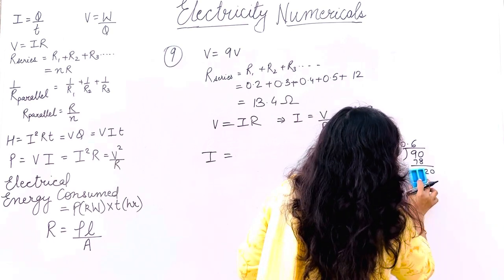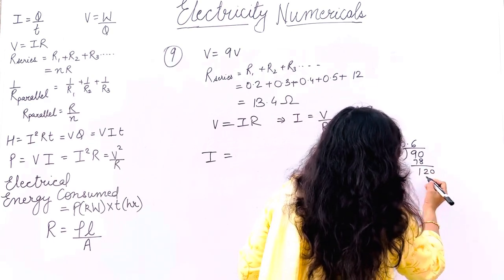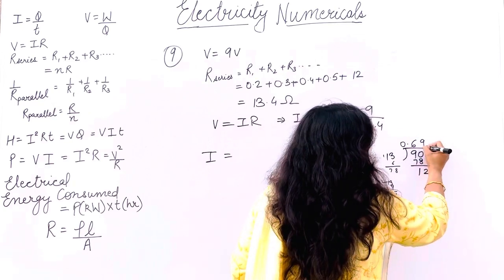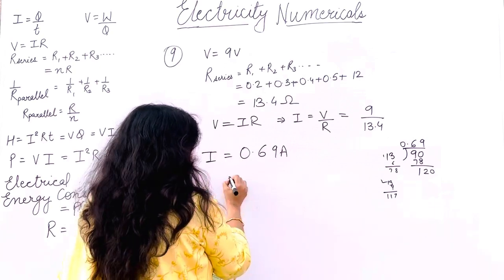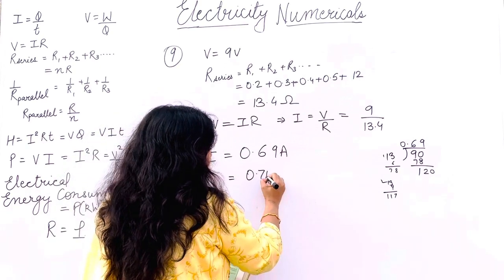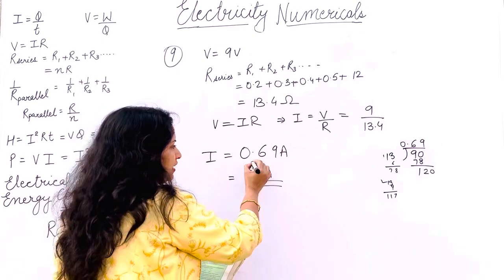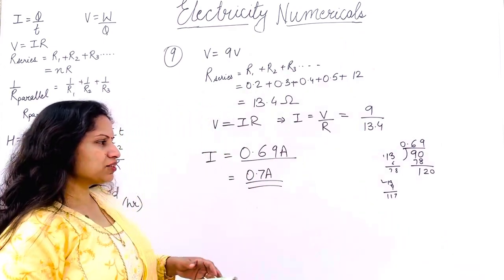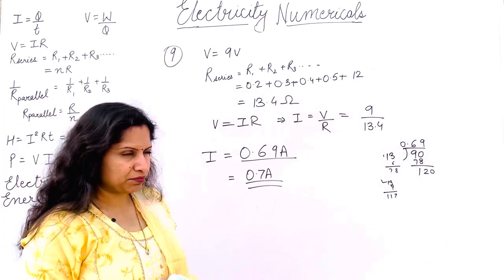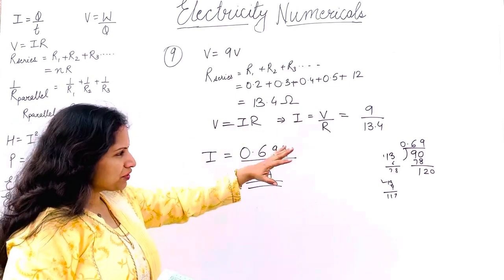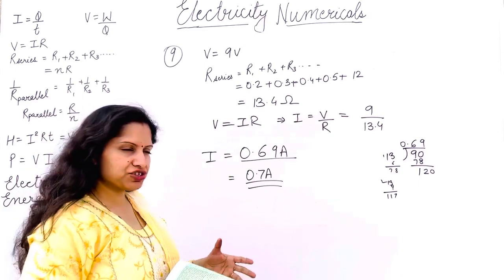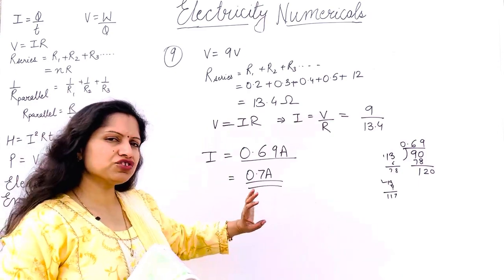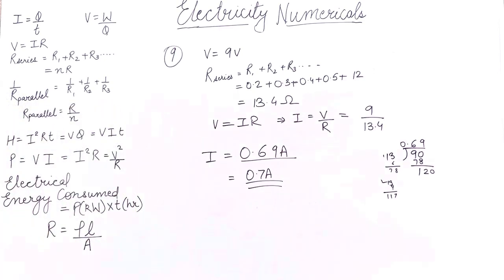Sorry. It's coming out to be 0.69 ampere current that is passing through the circuit, or you can write it as 0.7 ampere. Either you can leave it as 0.69 ampere or 0.7 ampere. So for the calculation purpose, we have just divided it by 13 instead of 13.4 to make our calculations easier. That much approximation is okay in your final exams as well, because you are doing it without using any calculator.